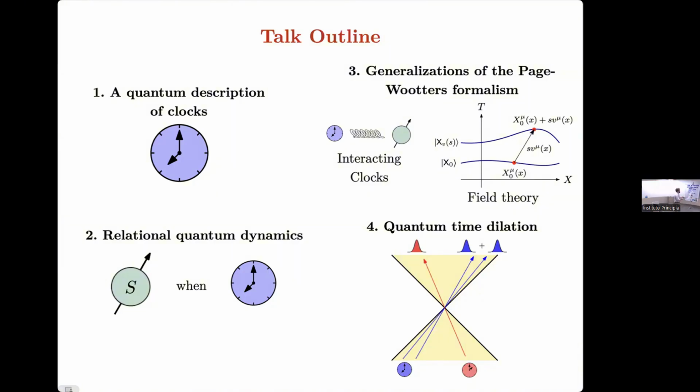I'll then present 2 different generalizations of this relational quantum dynamics. One, when the clock is interacting with the system whose dynamics it's trying to track. And this is important because that's what happens in the Hamiltonian constraint in general relativity. And then a generalization to field theory. And then finally, I'll use the formalism that I've developed to talk about a new effect that we call quantum time dilation. The idea is, what would be the kinematical time dilation a clock would experience if it's moving in a superposition of 2 different speeds. And you can actually show that you get a quantum interference effect in the proper time that would be measured using this quantum description of a clock.